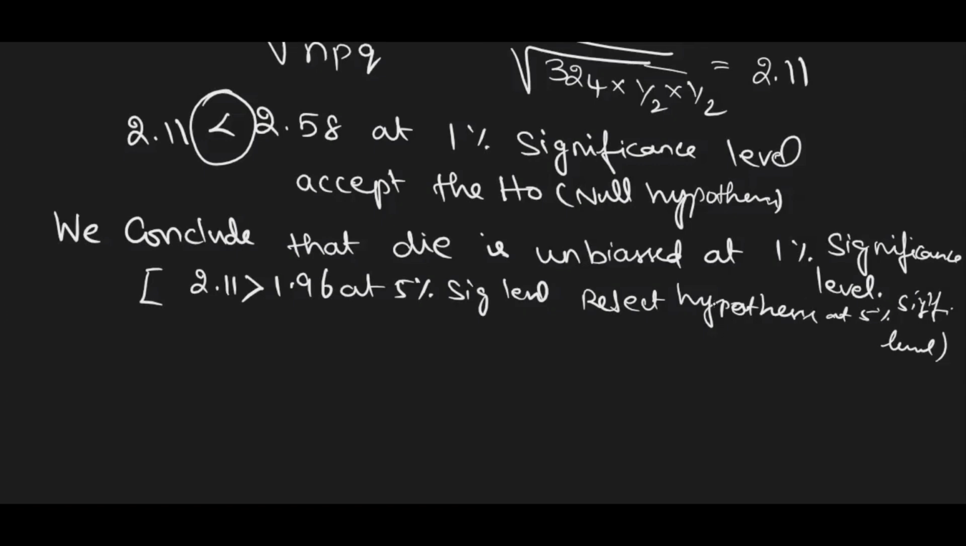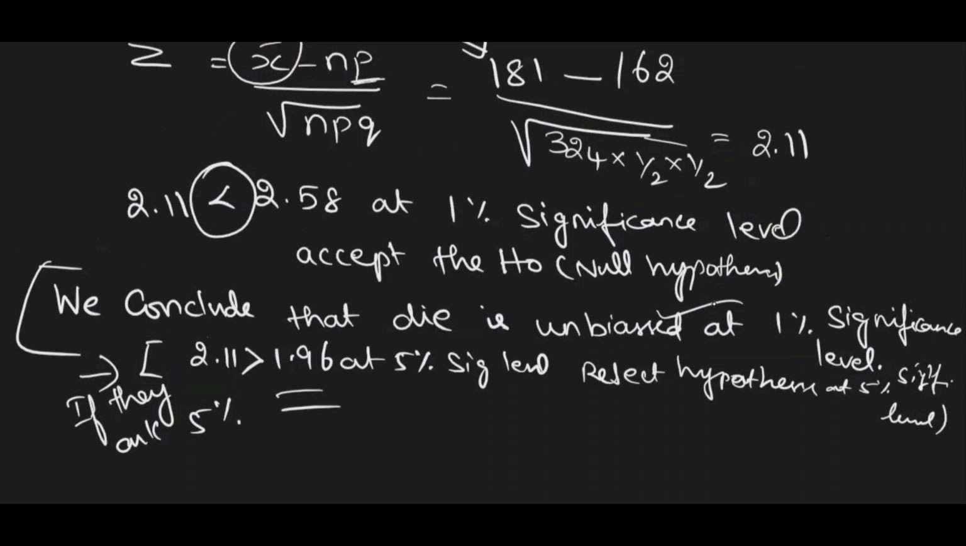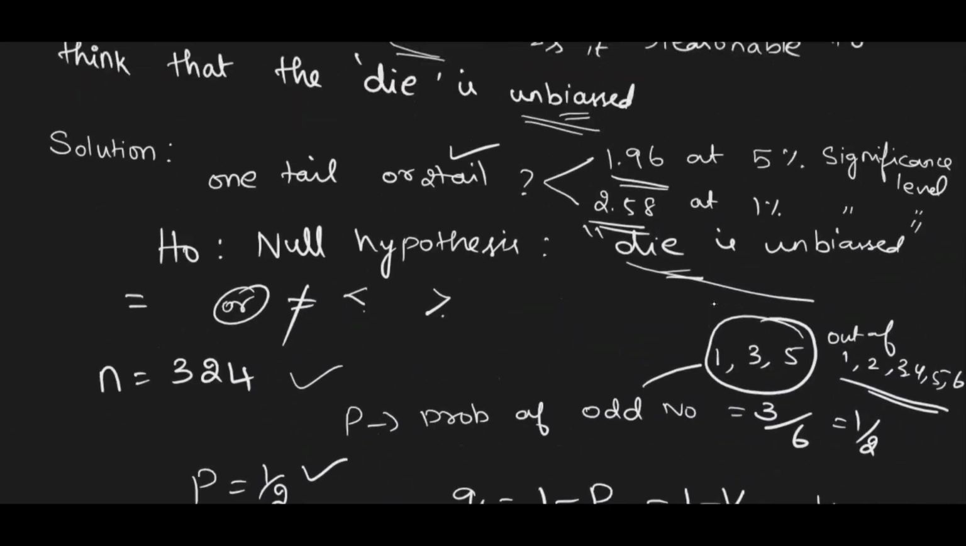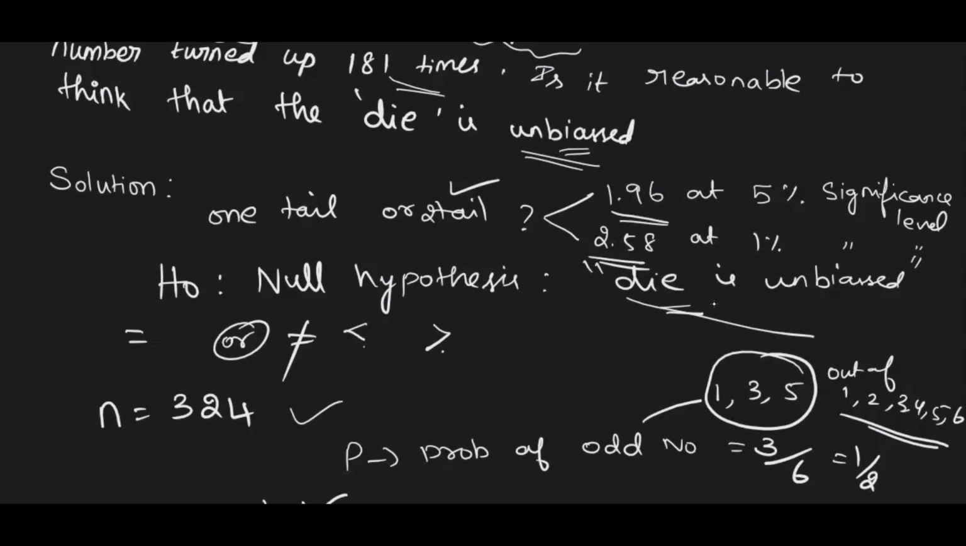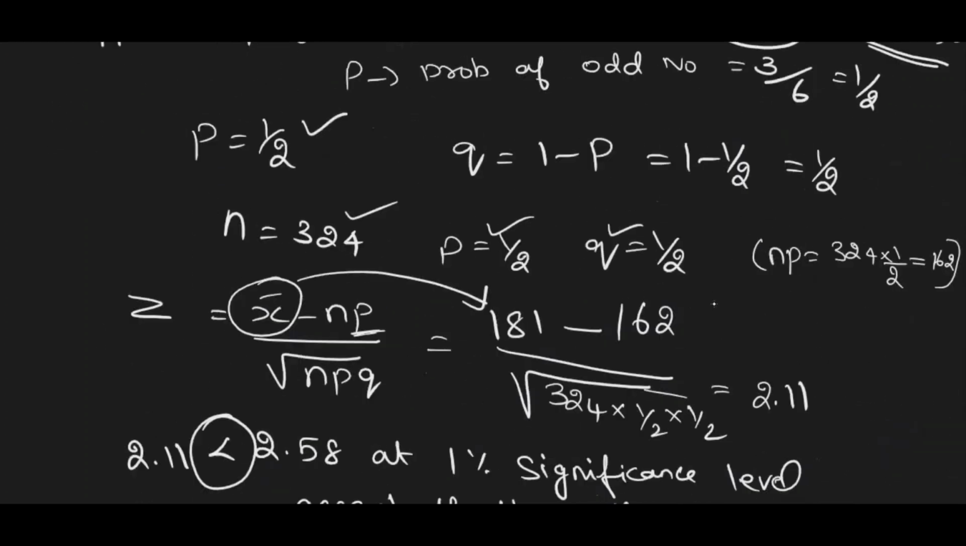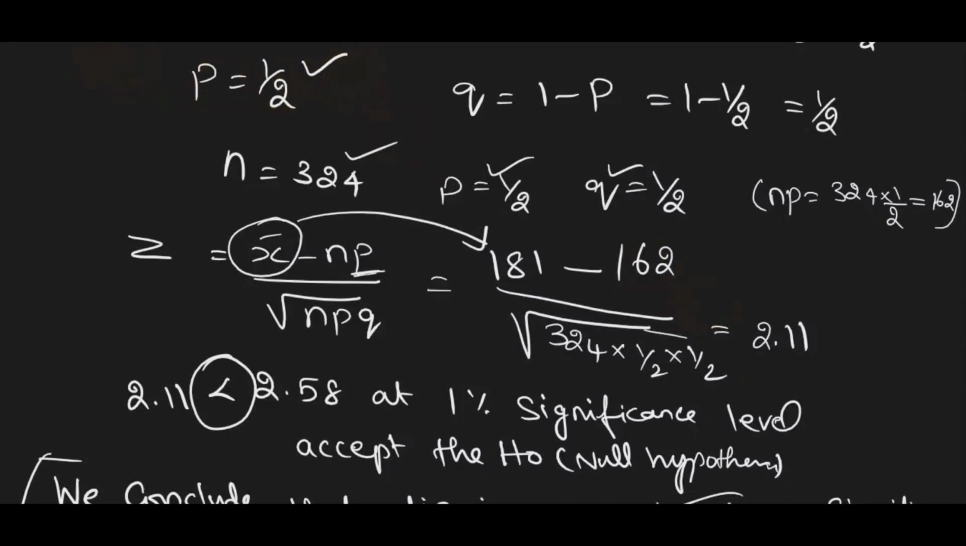Ignore my handwriting. If they don't mention anything, you conclude the result with 1%. And in case they ask at 5%, you have to compare with this value. So what made you compare with this value? Because we have decided to go for a two-tailed test. Whenever the die is unbiased or the coin is unbiased, then you go for a two-tailed test.